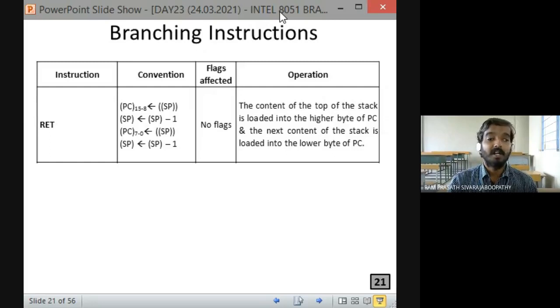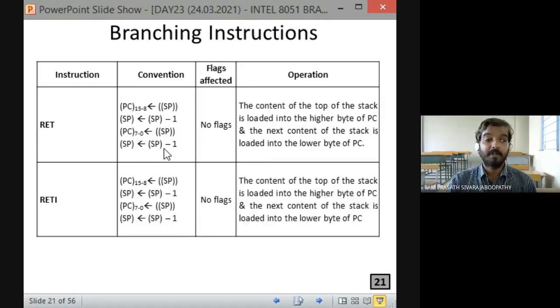Now, RET we all know. Fine. The return instruction means the address we pushed onto the stack is put back into the program counter. First, the higher byte from the memory location the stack pointer points to goes to the program counter. Then the stack pointer is decremented by 1 to point to the lower byte of the return address, which gets stored into the program counter. Again, the stack pointer gets decremented by 1 to point to a filled location. That's all about the return instruction.